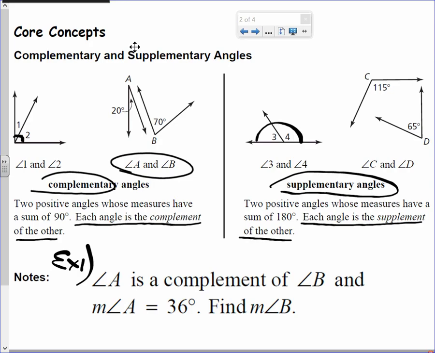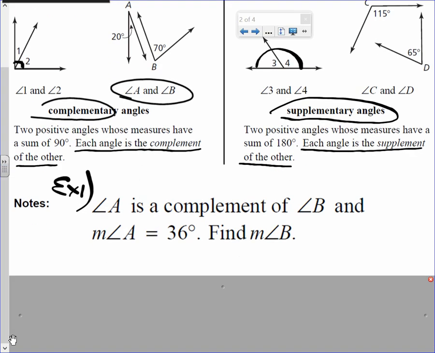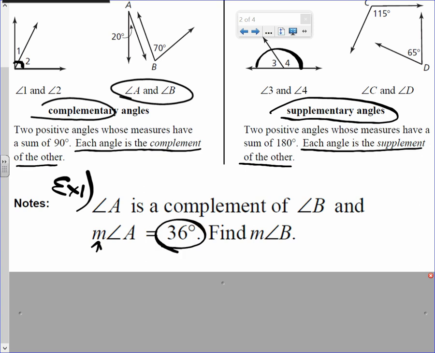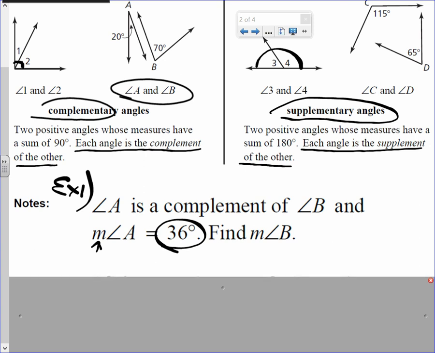Watch this. So if A is a complement of B, that means A and B added together make 90. And look, they gave us the measure of angle A. Remember the little m means the measure? Look at 36 degrees. So find the measure of angle B. Well, if I know that A is a complement of B, I know this to be the case. Write this down with me.